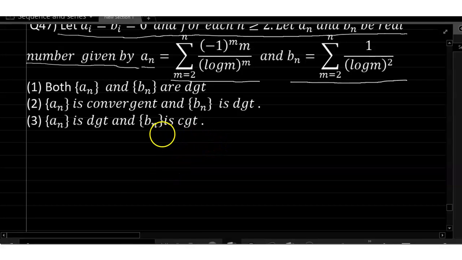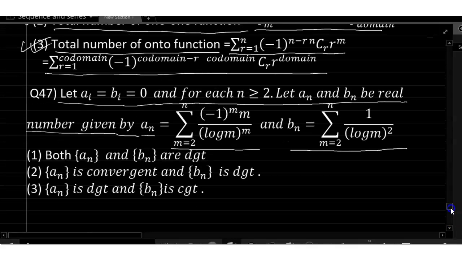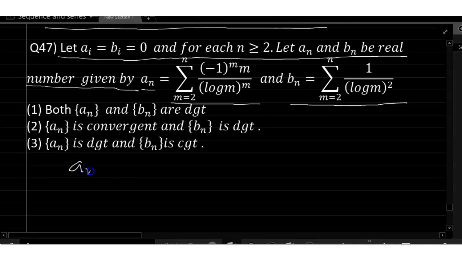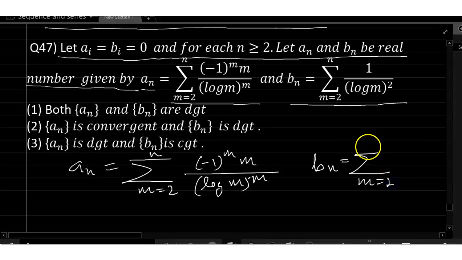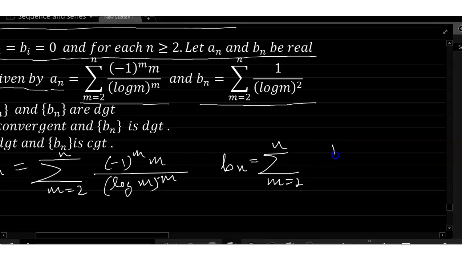Now we will solve the next problem. This problem we will try to solve. So an is equal to summation m equals 2 to n of (-1) to the power m into m divided by (log m) whole to the power m, and bn equals to summation m equals 2 to n of 1 by (log m) whole square.